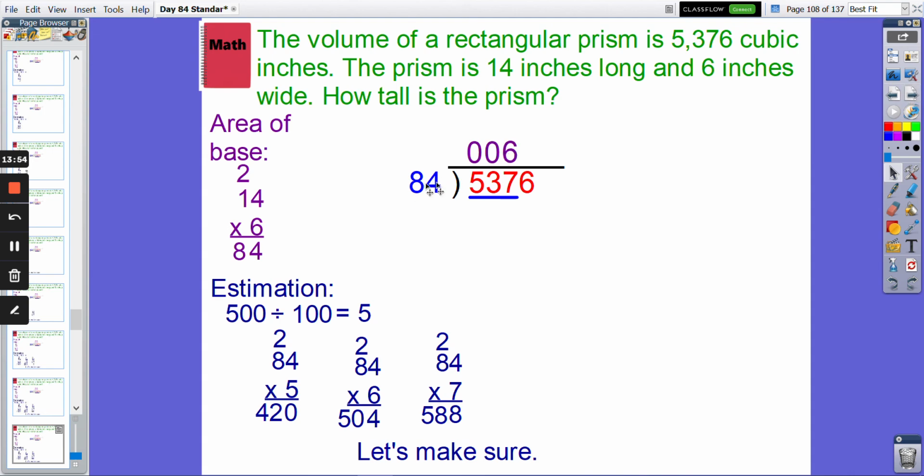We can go 504 by using 6. Okay, 6 times 84 is 504. So now we divide, multiply, subtract. We end up with 33 left. Now it's bring down. So we're going to bring down the 6.